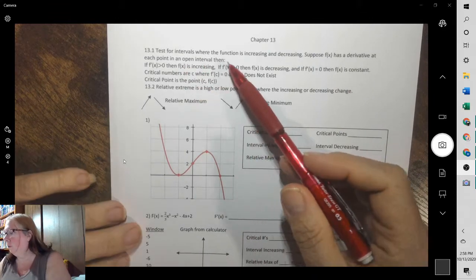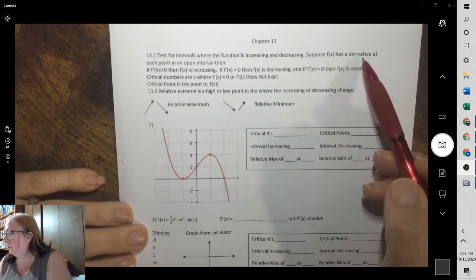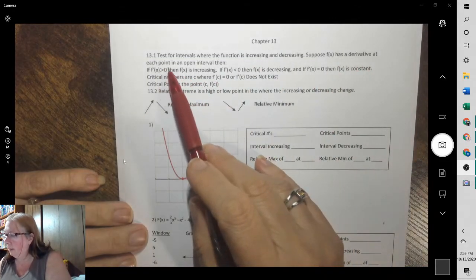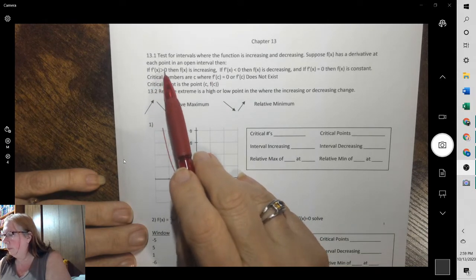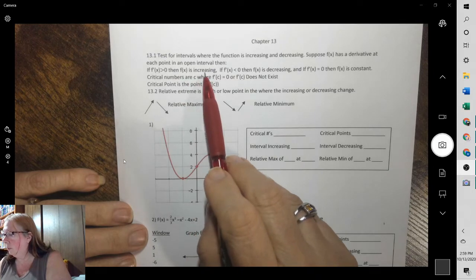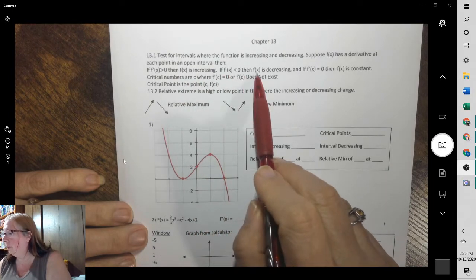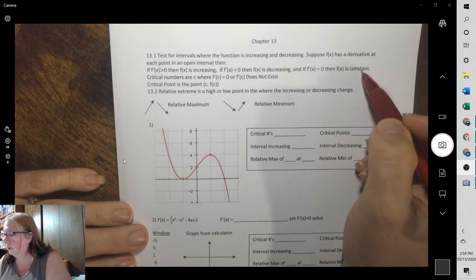You test for intervals where a function is increasing and decreasing. Suppose f of x has a derivative at each point in an open interval. Then if you plug in a value and that derivative is greater than 0, it's increasing. If it's less than 0, it's decreasing. And if it equals 0, it's constant.